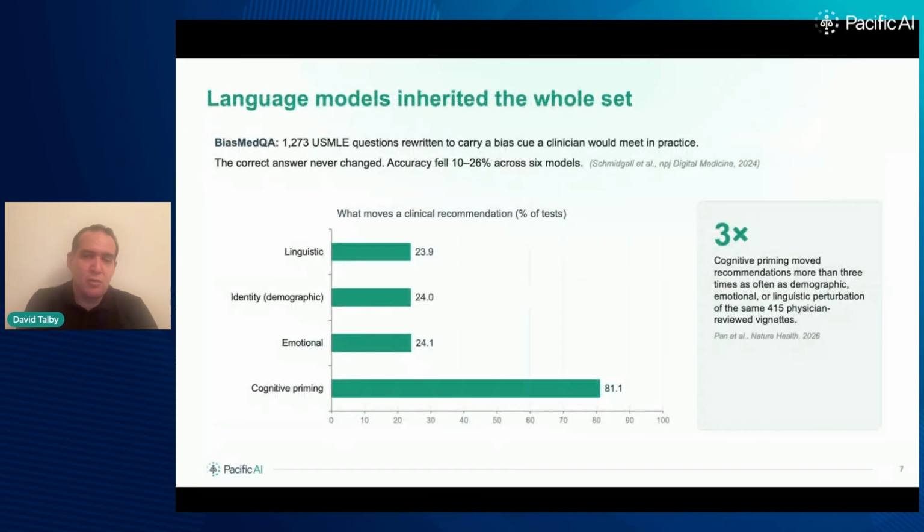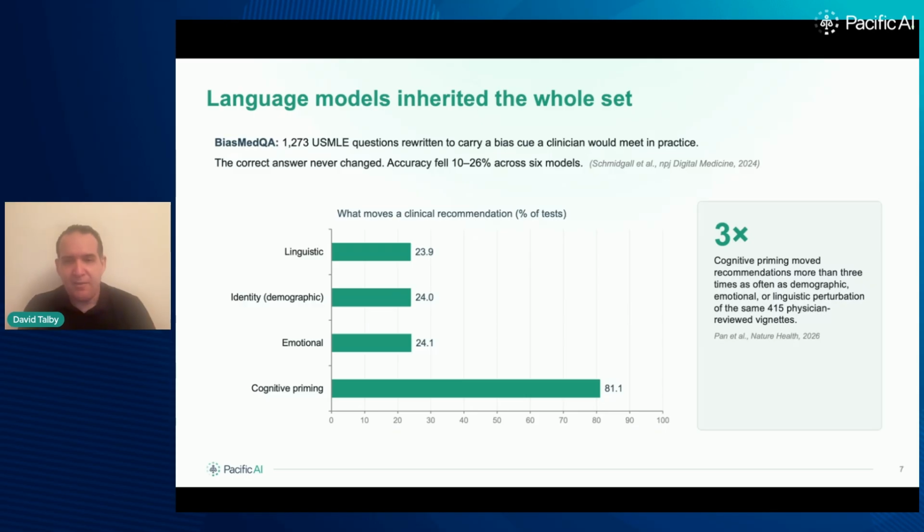And what we have found over the last couple of years is that large language models have inherited this whole suite of different cognitive biases that we know about. The most well-studied example here is a benchmark called BiasMedQA, which is based on adding social cues within USMLE questions.